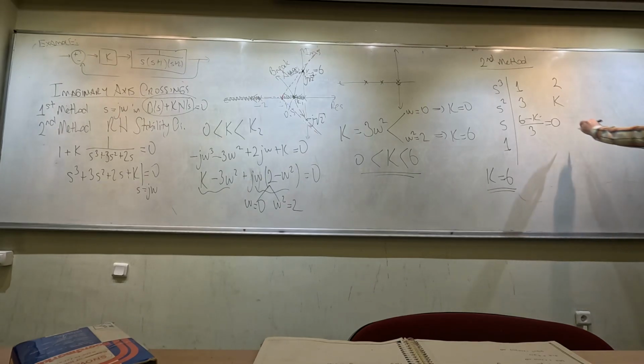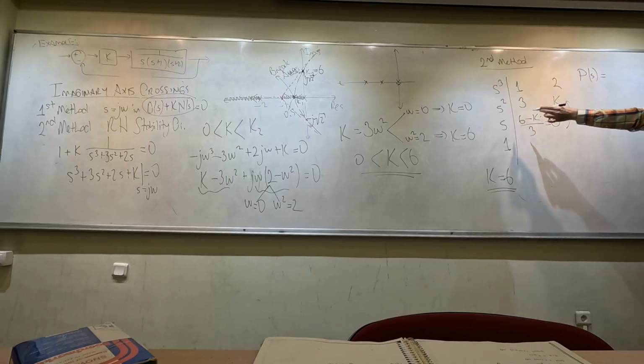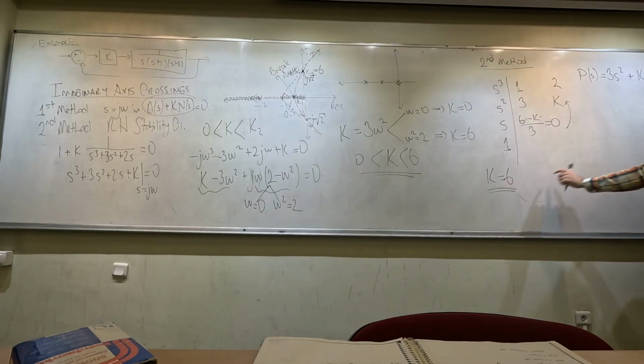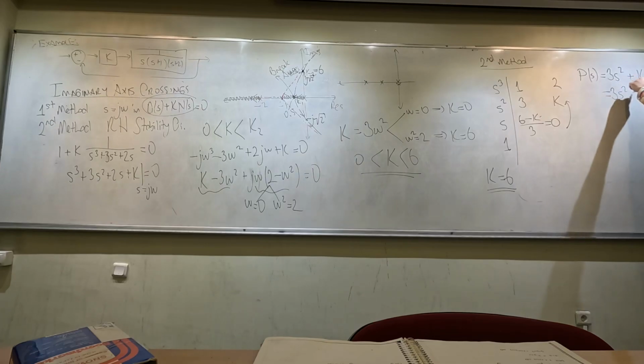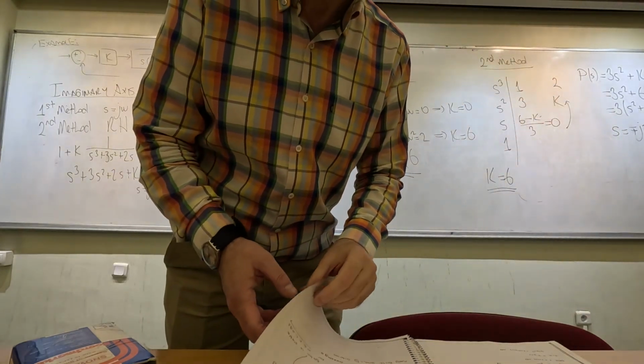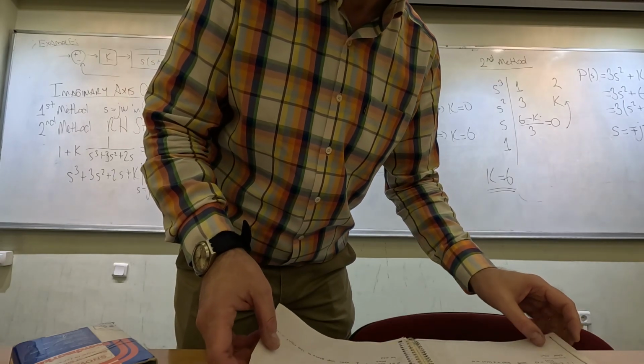So now I can go one row up, and then I can define my auxiliary polynomial. P of s is 3s squared plus k, and I have already calculated what k should be. It is 3s squared plus 6, meaning that I have 3 times (s squared plus 2) equal to 0, and the roots of this are plus minus j square root 2. This is just the second method for finding the imaginary axis crossings.